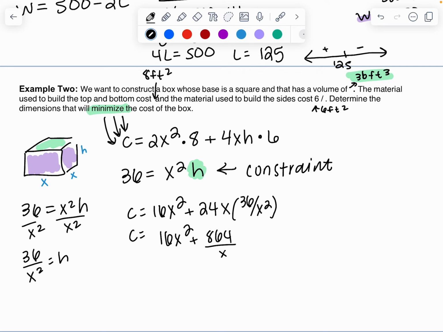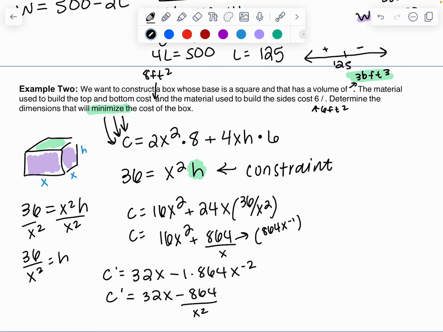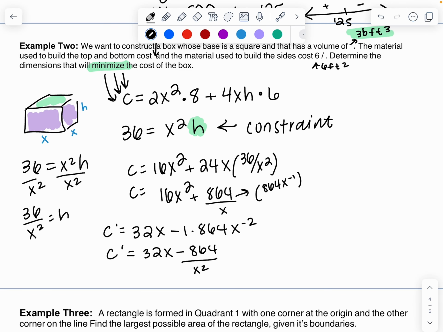To figure out where we could possibly minimize it, we need to take the derivative and find the absolute minimum. So to take the derivative, I'll get C prime equals 32x. If you rewrite 864 divided by x, that's 864x to the negative 1 power. When I take the derivative, it'll be negative 1 times 864x to the negative 2 power. If I simplify this, I'll get 32x minus 864 all over x squared. This is the derivative equation, which I use to find the minimum cost.